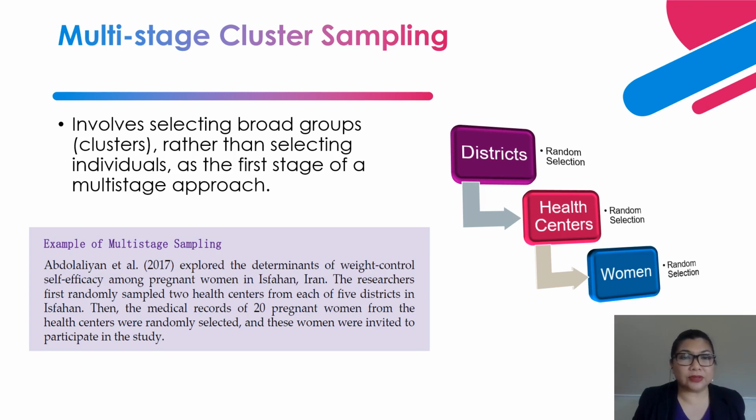Multi-stage or cluster sampling involves selecting broad groups, bigger clusters, rather than selecting individuals at the first stage of the multi-stage approach. So for example, in this study, they started out with districts, so they listed all the districts, and then they randomly selected which districts. From that, they determined what are the health centers in that district that were selected, and they randomly sampled again, and then they sampled which women will be included as a sample in their study. So there are different stages before they come up with the people who will be included in the study.